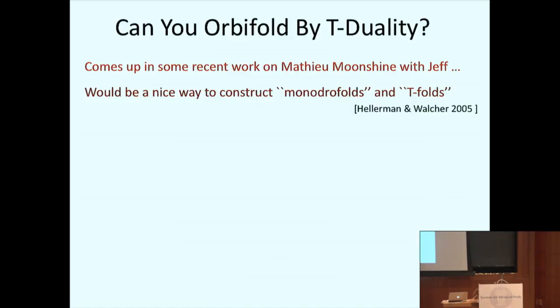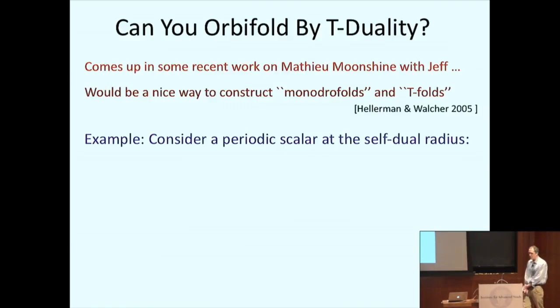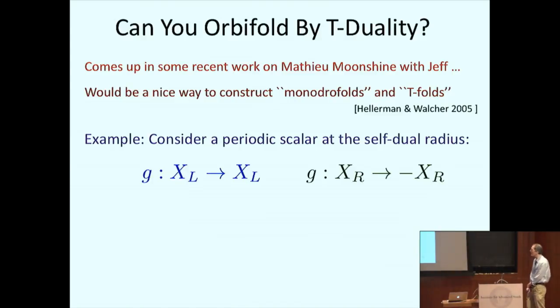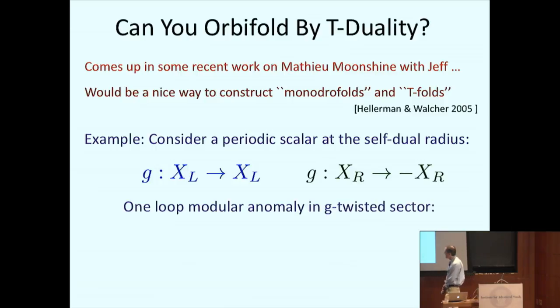And we were not the first to ask this question. It's been known for some time that it would be a nice way to make monodromy folds and T-folds. And the simplest example is just to consider a periodic scalar at the self-dual radius. So T-duality acts by taking x_L to x_L and x_R to minus x_R. Now, this model is anomalous. It has a one-loop modular anomaly in the g-twisted sector.